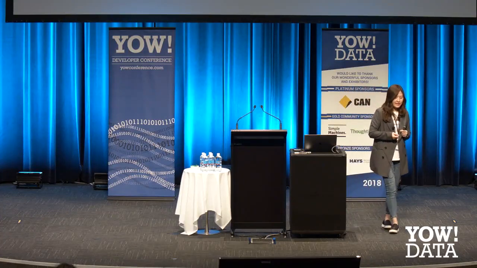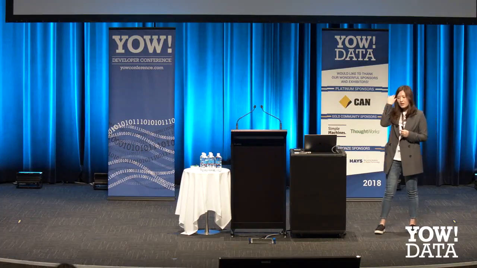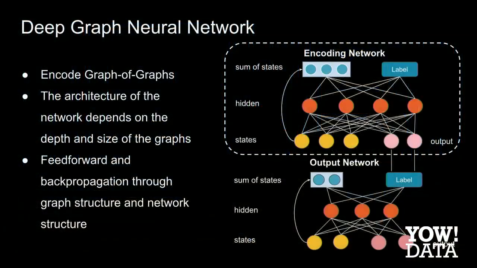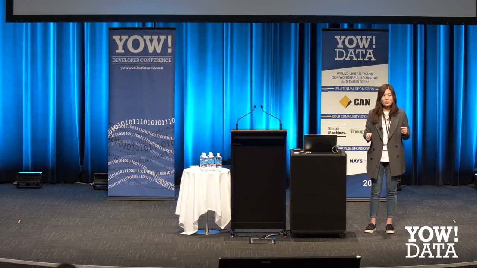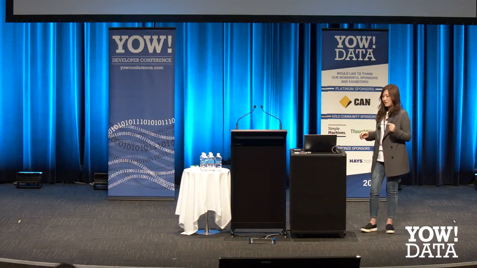So in the case that we want to process a graph of graphs with two or more levels, we introduced some more network components. So here we have this encoding network and the output network. The encoding network is for processing the graphs that used to describe a node in the upper-level graph. And an output network will be used to encode the top-level graphs. So the encoding network can be unfolded according to the structure of the graph of graphs, so the depth of the graph of graphs, and also the size of the graph at each level. And then feed-forward and back-propagation also follow the structure of the graph of graphs, the size of the graph at each level, and also the network structure. So you probably can imagine how deep it will be if we really train such a network.